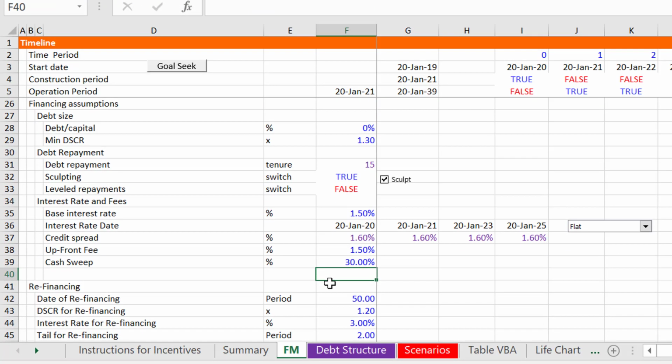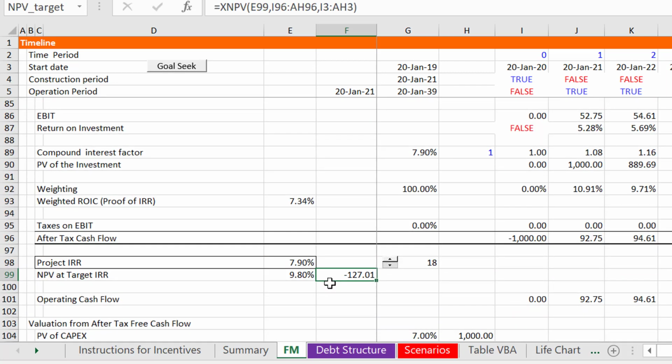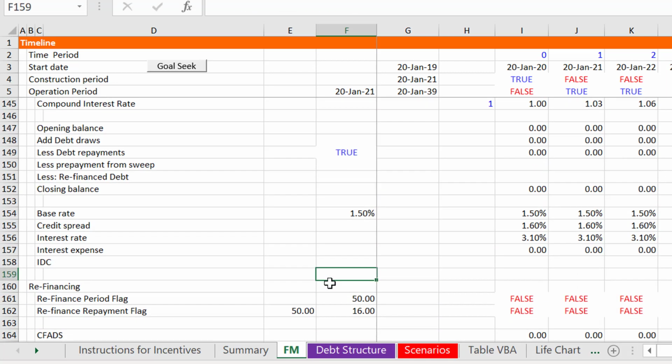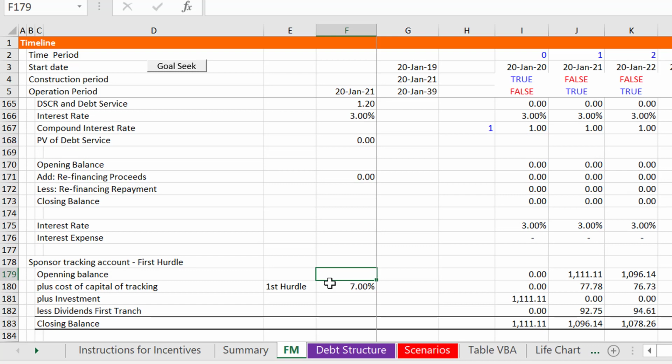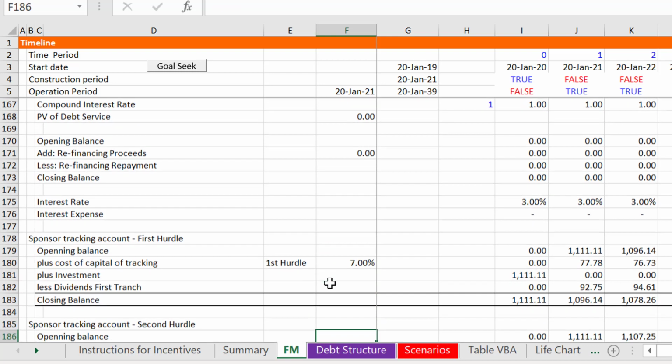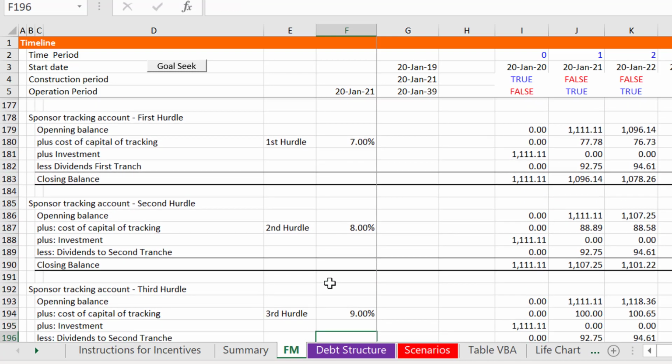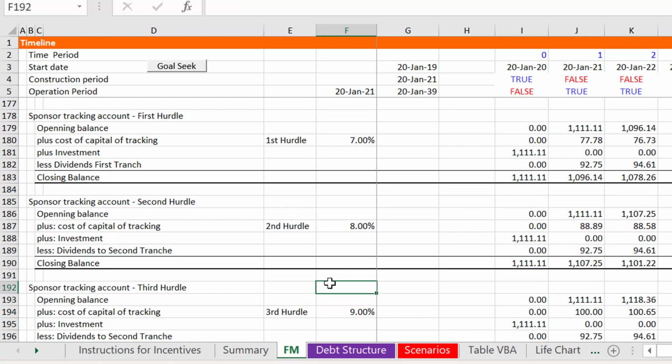Okay. You go down. I'm pressing Control Page Down. And you go down and somewhere you start with a tracking account. This thing up here, I call it a tracking account. Maybe you have a better name for it. I don't know the official name for it. And what you do is just like any debt account, you set up an opening balance and a closing balance.